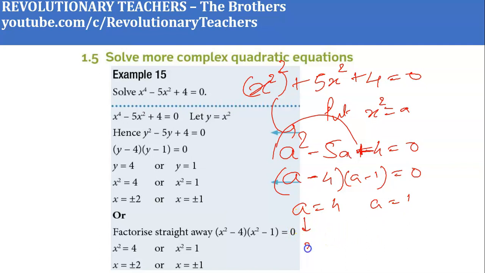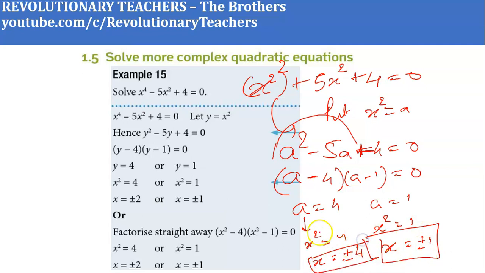So what was a? a was x square. So x square equals 4 and x square equals 1. So what would be x? It would be plus minus 2, and over here x equals plus minus 1. Clear, children? I hope this is very easy.